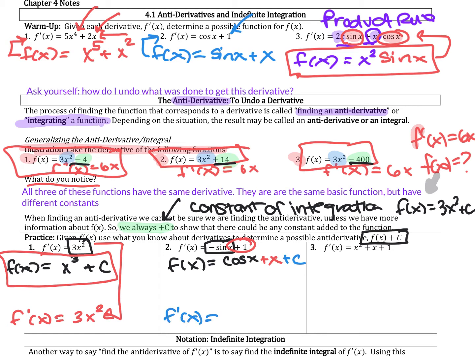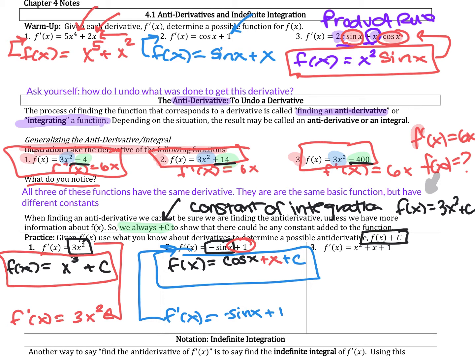And again, we could check this. We could check that this works by taking the derivative. The derivative of cosine of x is negative sine of x. The derivative of x is 1. The derivative of the constant is 0. So we have gotten back to our derivative.